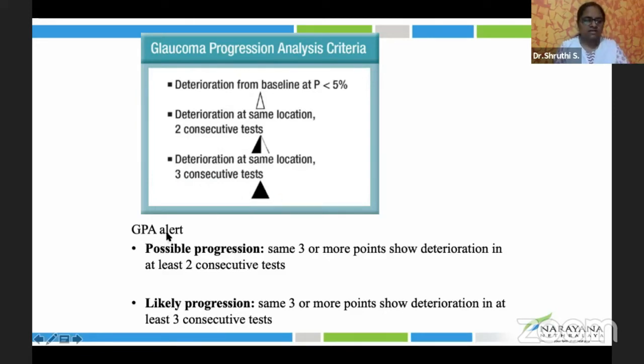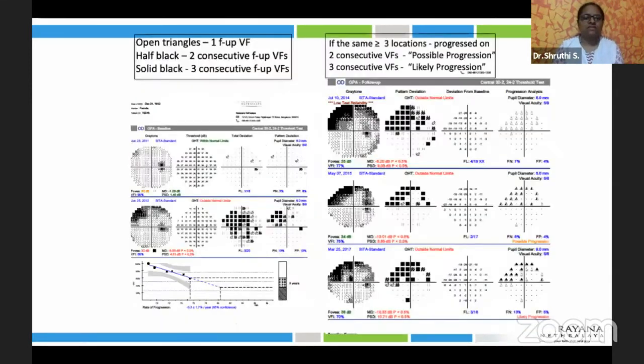We have a GPA alert message by the computer-assisted software where they say it is possible or likely progression. If the same 3 or more points show deterioration in at least 2 consecutive tests, we say it is a possible progression, whereas if the same 3 or more points show deterioration in at least 3 consecutive tests, we say it is a likely progression.